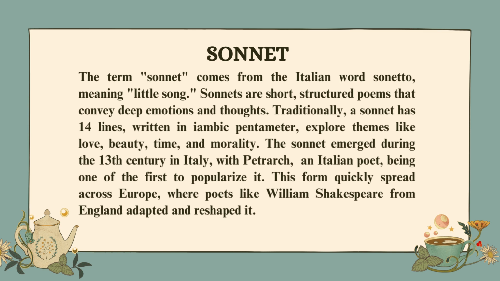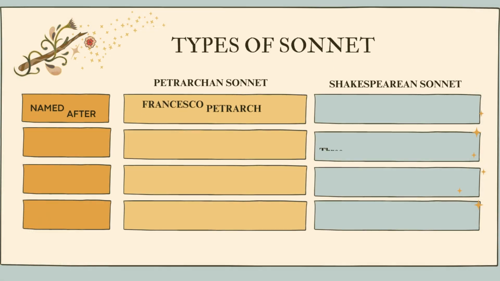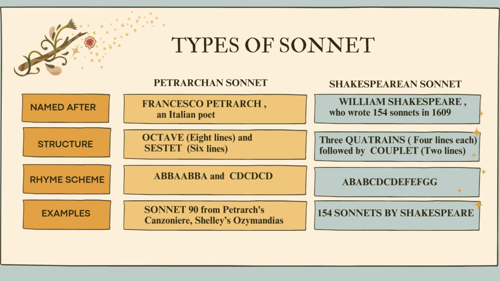style. There are 2 types of sonnets: the Petrarchan, which consists of an octave and sestet, followed by the rhyme scheme A B B A A B B A and C D C D C D. And the Shakespearean, known for its 3 quatrains and the final couplet, followed by the rhyme scheme A B A B C D C D E F E F G G.